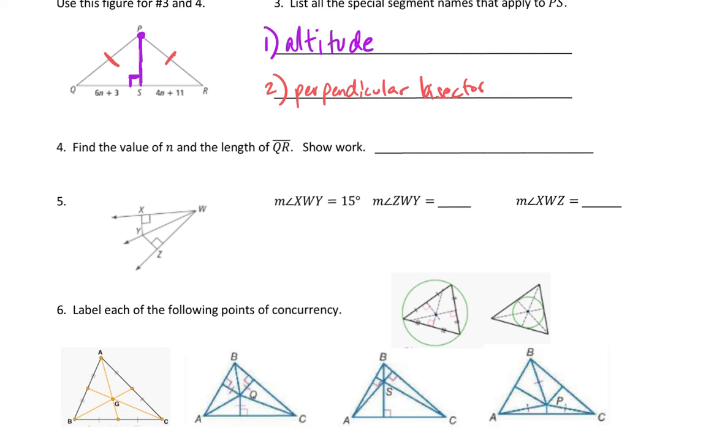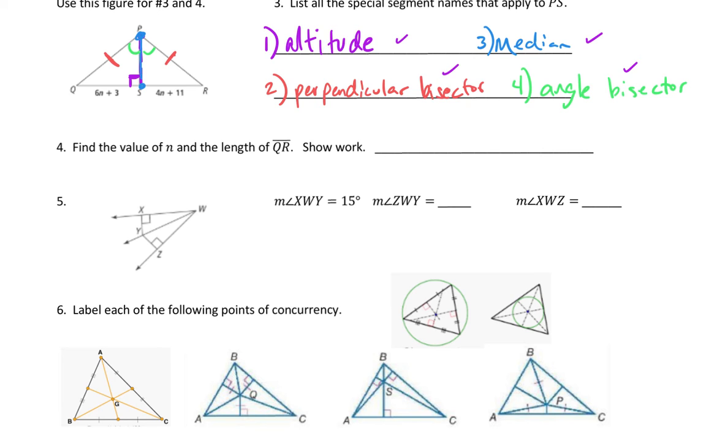All right. It's also a median. I know it's a median because it's going from the midpoint to the vertex. And it's also an angle bisector because it's going to cut that angle in half as well. So because that is an isosceles triangle, PS is an altitude, perpendicular bisector, median, and angle bisector, all at the same time.